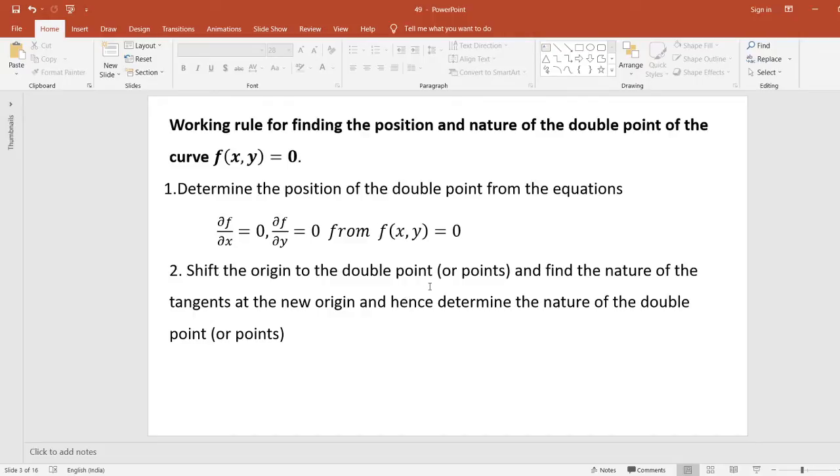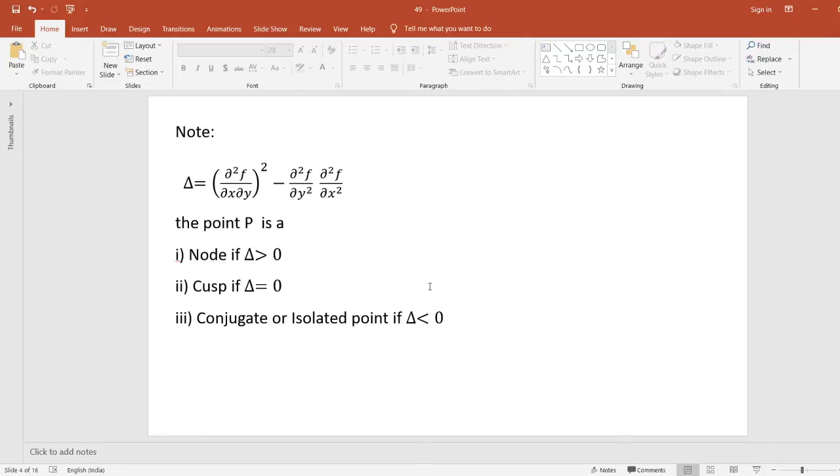So this is one method to find out the position and nature of the double point. And next, in this form also we can find out the nature of the double point. Delta is equal to del square f by del x del y whole square minus del square f by del y square into del square f by del x square. Here the point P, that is the double point, is a node, cusp or conjugate point. If delta is greater than 0, then the point is a node. If delta is equal to 0, then cusp. If delta is less than 0, then it is a conjugate point.